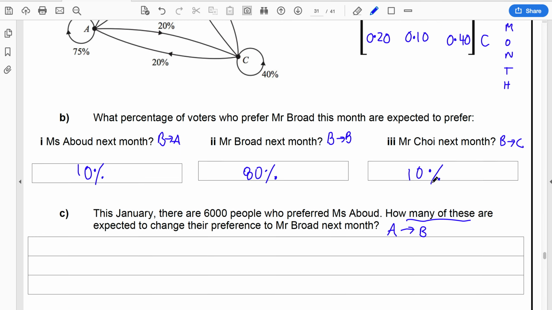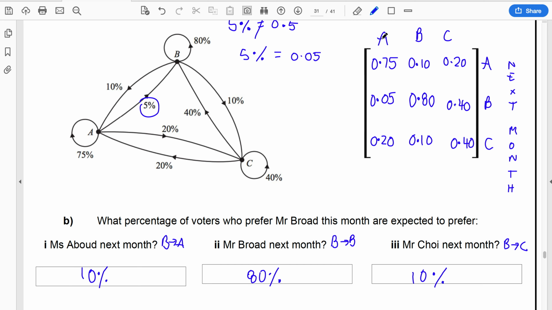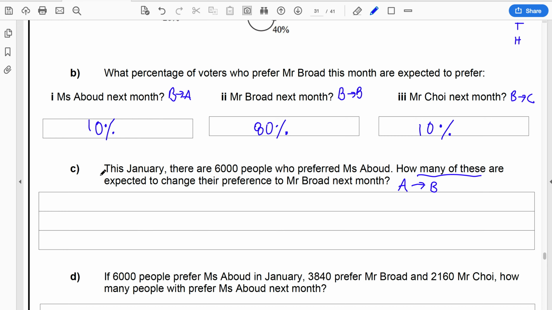First, let's have a look at that percentage. So just up here, A to B is 5%. So just write that down. We've got 5% that are going A to B. So this means it's going to be 5%, so 5 over 100, of the ones, or the total, that preferred Miss Abood in that particular month. So in January, they said. So 5% of 6,000, you can do that in your calculator if you wish. So there we go, 300 people.